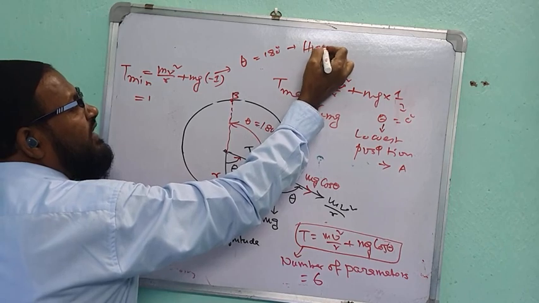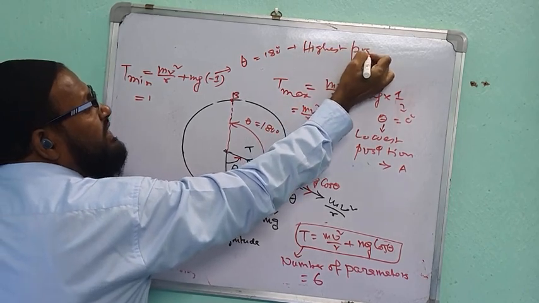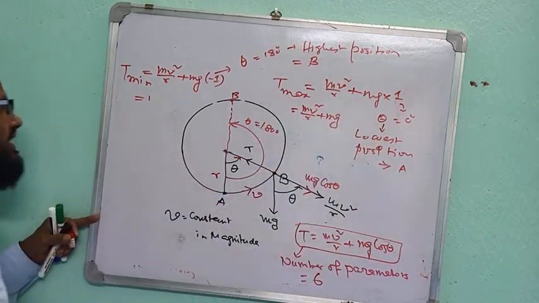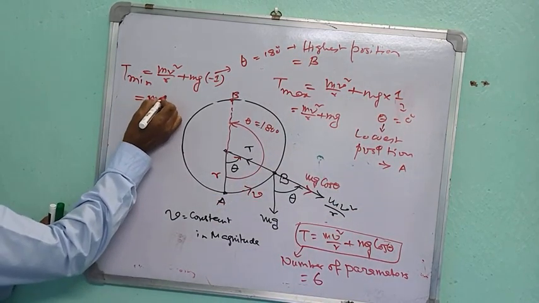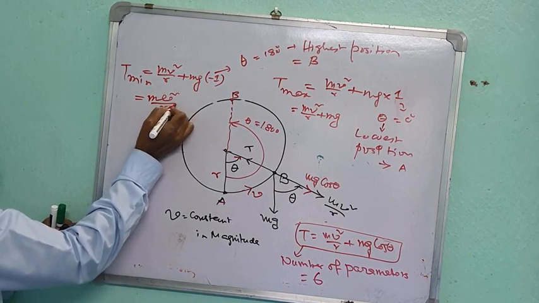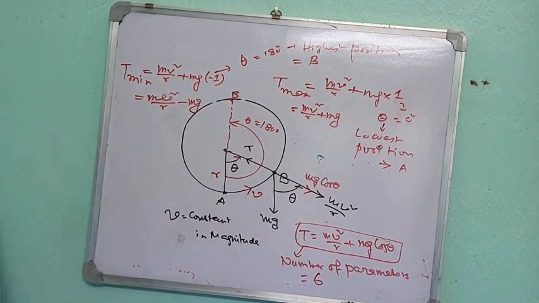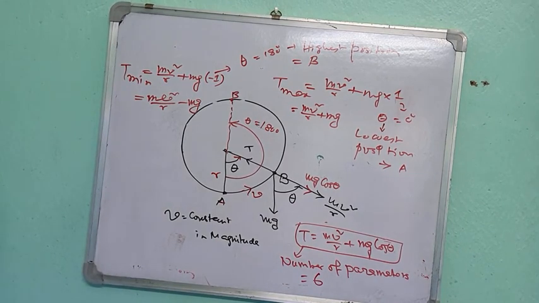This is the highest position. What is the highest position in the figure? This is B. So here T minimum is mv squared by r minus mg. Please write down. Is it clear?